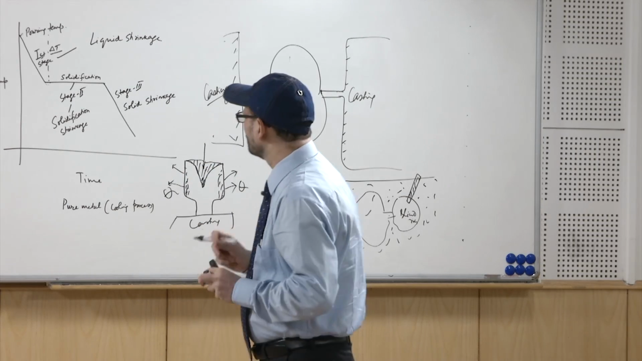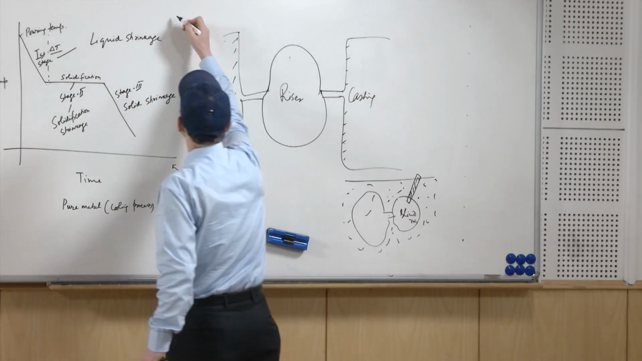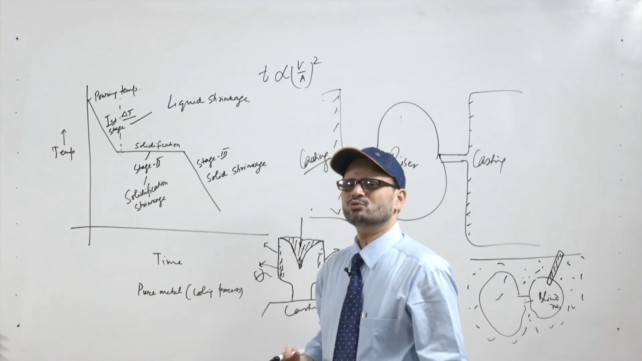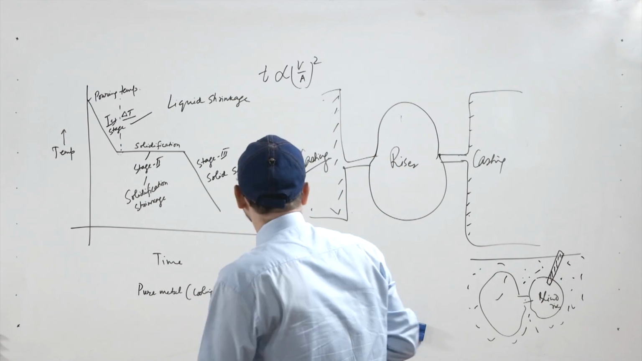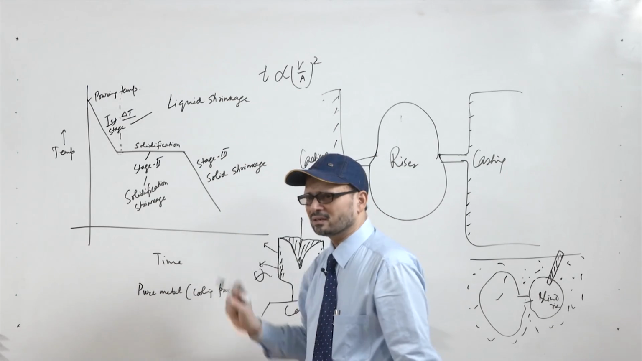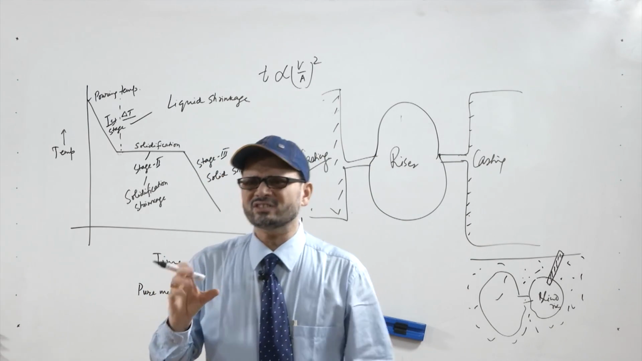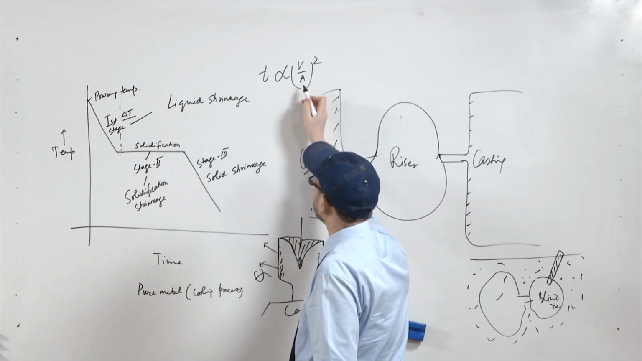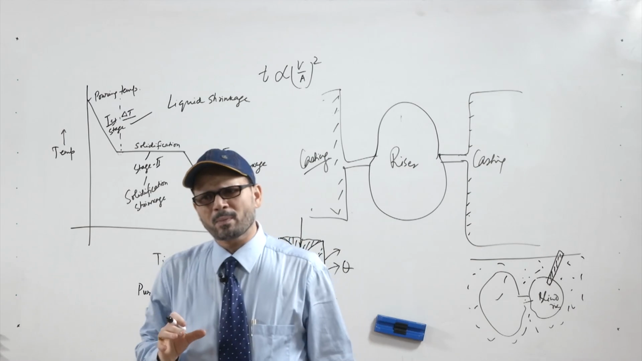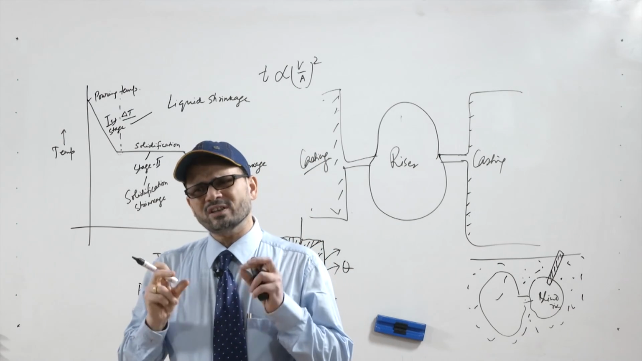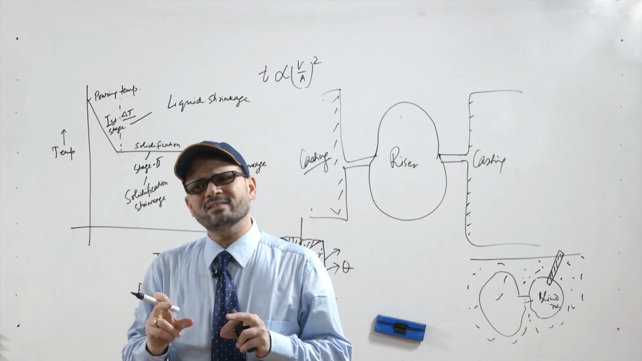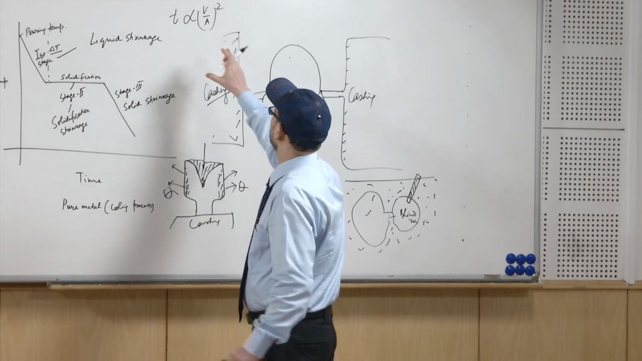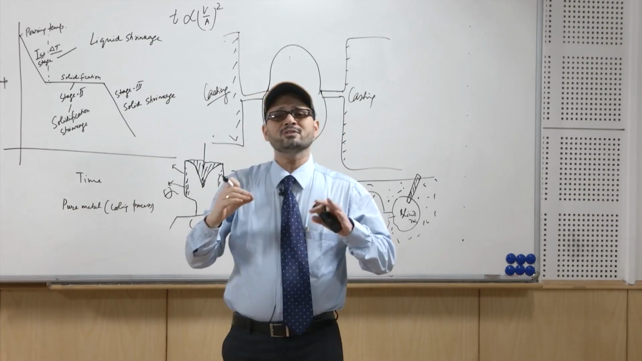Now, we know using the Chvorinov rule, T is proportional to V by A square, volume by area square. So, it means this V by A is a parameter which talks about the freezing time. Now, freezing time of the riser and freezing time of the casting. So, among the two, freezing time of the riser must be greater than the freezing time of the casting. So, you must take a shape for which the freezing time is greater.